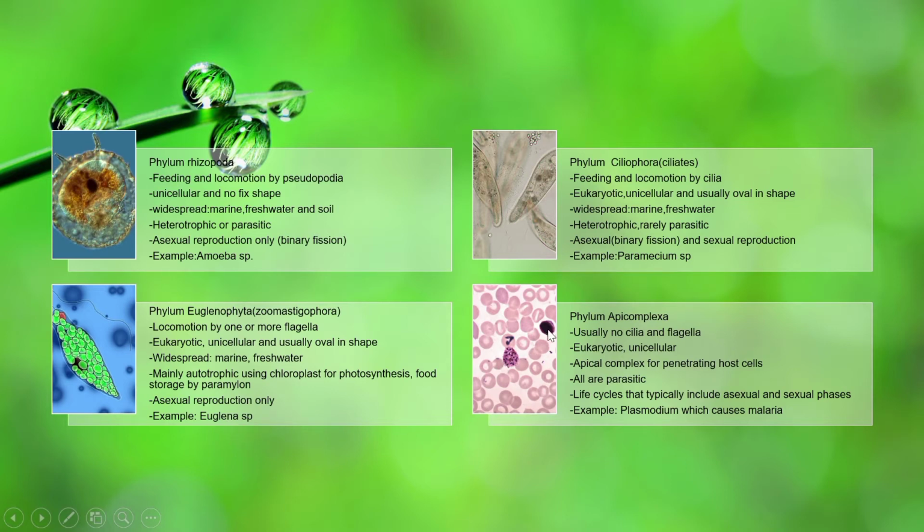The last one is phylum Apicomplexa. It has no cilia or flagella. It is eukaryotic, unicellular, with an apical complex for penetrating host cells. All of them are parasitic. Life cycles typically include asexual and sexual phases. An example for this one is Plasmodium, which causes malaria.